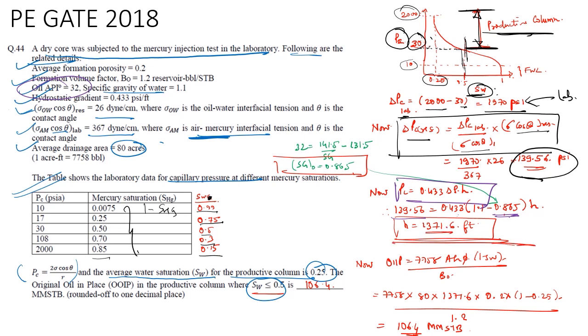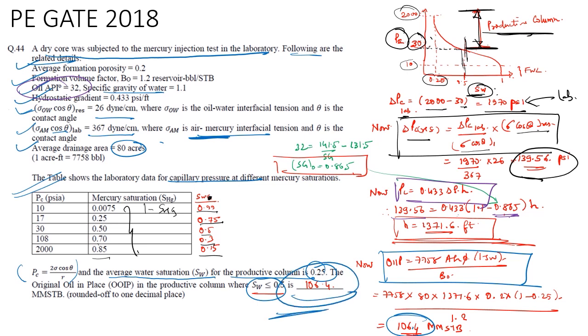So my height that I am obtaining is 1371.6 feet. Now once I have this, I know the formula, which is 7758 A h phi into (1 minus Sw) upon Bo. On placing all the values, I will get my final answer to be 106.4 million STB. So my final answer is 106.4 million STB.